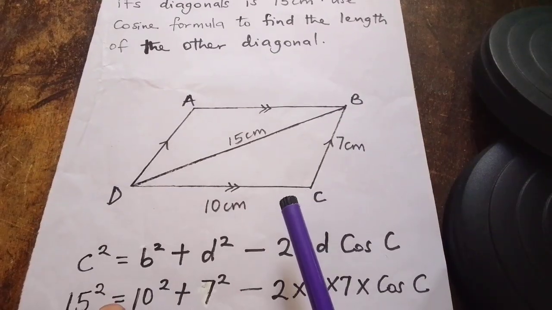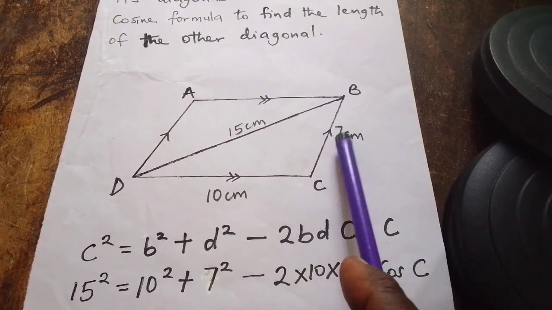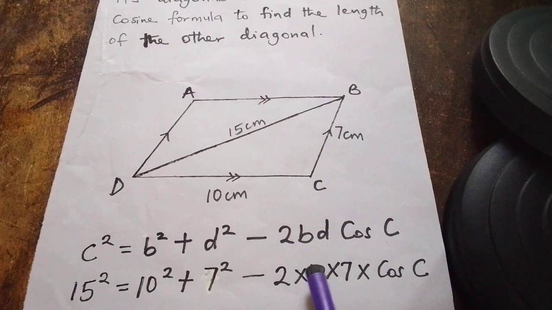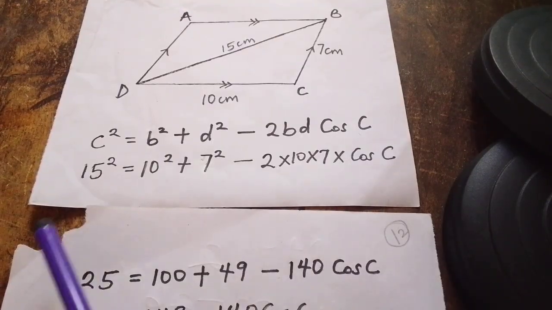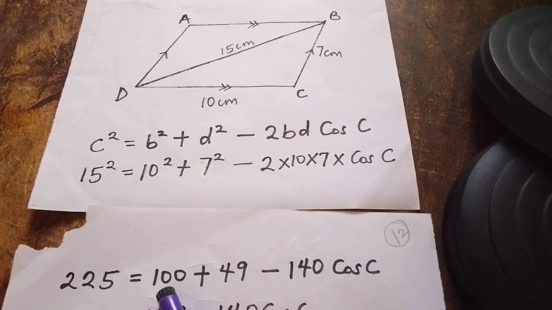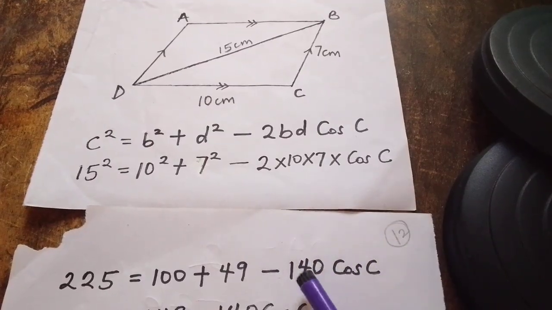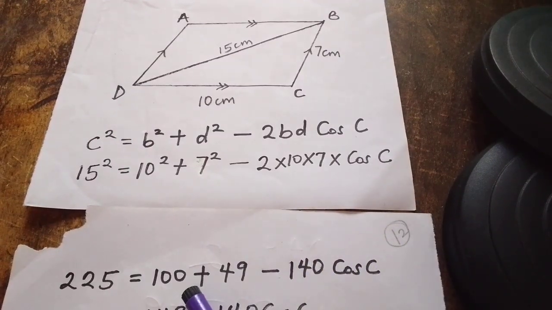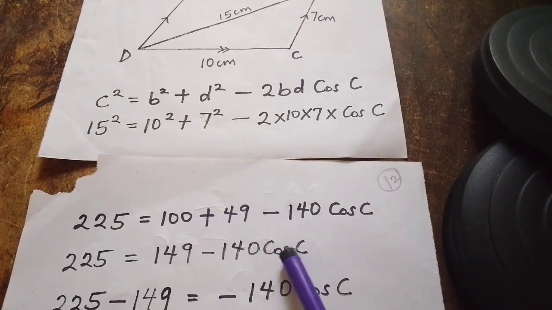So if I substitute, my c is 15, so 15 squared is equal to 10 squared, which is b, plus my d is 7 squared, minus 2 times 10 times 7 times cos c. We are looking for the value of this angle. Now 15 squared gives us 225. 10 squared is 100. 7 squared is 49, minus 2 times 10 times 7 is 140 cos c. So 100 plus 49 will give us 149 minus 140 cos c.